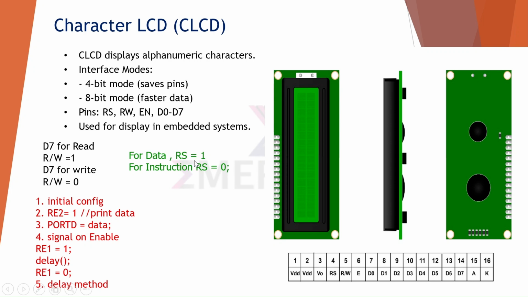D7 equal to 1 is for read, and D7 equal to 0 means writing. For data, we set RS equal to 1. For an instruction, we have to set RS equal to 0. Firstly, we do the initial configuration, then we set RE2 equal to 1 for printing data on the CLCD, then we set PORTD equal to the data to give data from PORTD. Then we use the signal enable, RE equal to 1, then we give some delay.